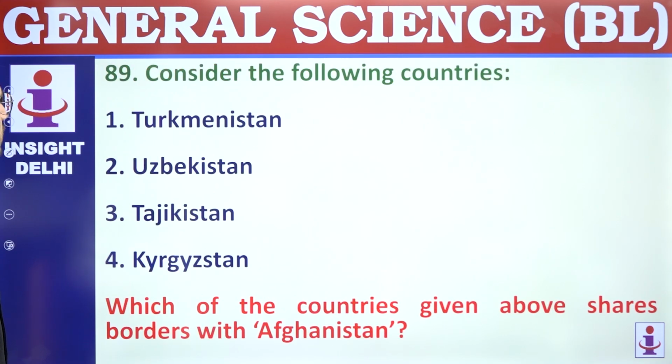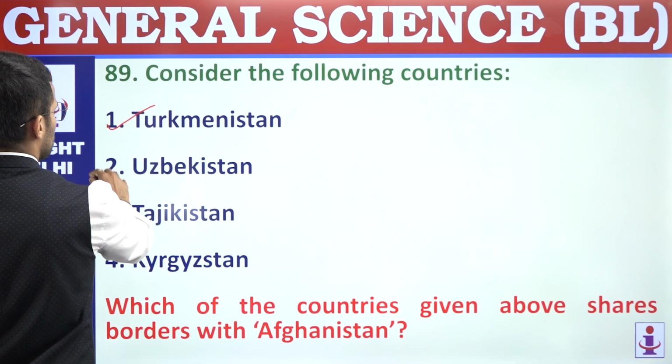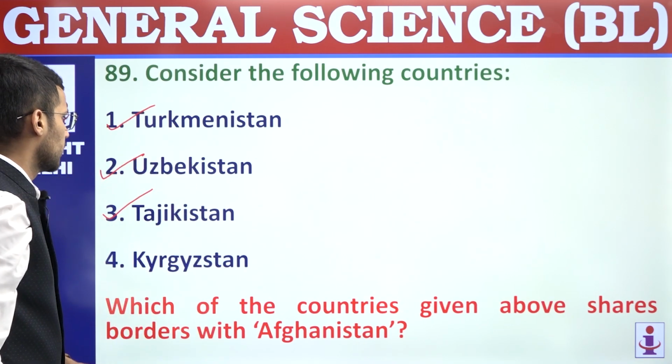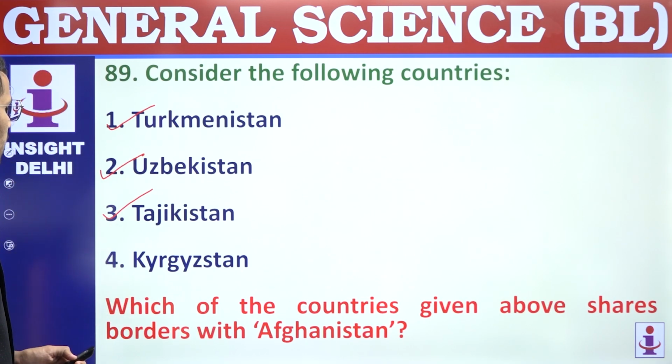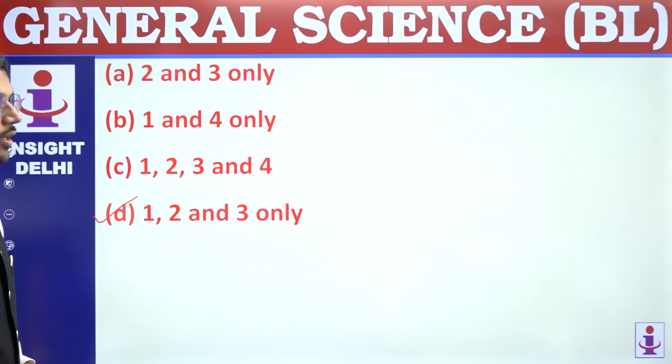Next, 89, consider the following countries. Which of the countries given above shares borders with Afghanistan? So it is Turkmenistan, Uzbekistan and Tajikistan, but not Kyrgyzstan, right? So 1, 2 and 3 are correct, fourth is not. Hence answer is D, 1, 2 and 3.